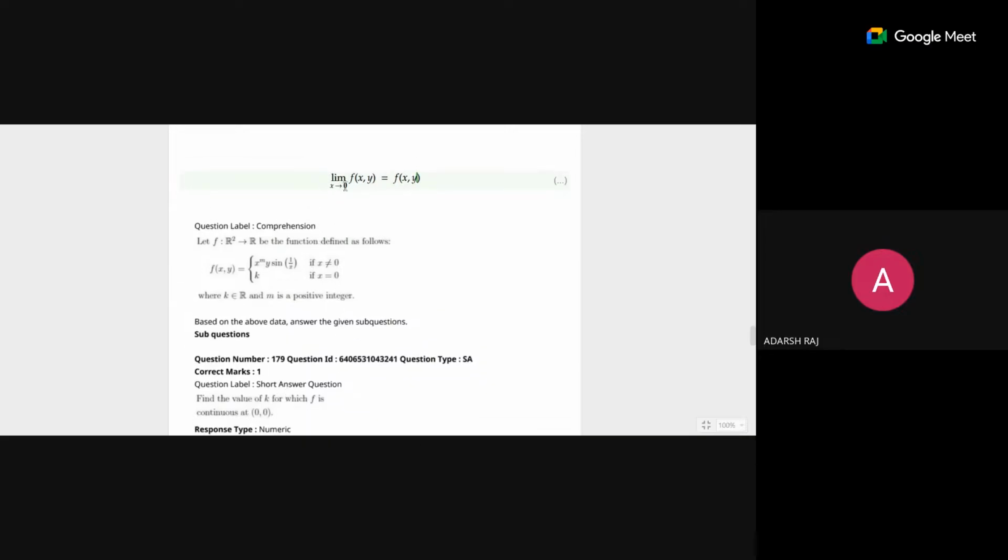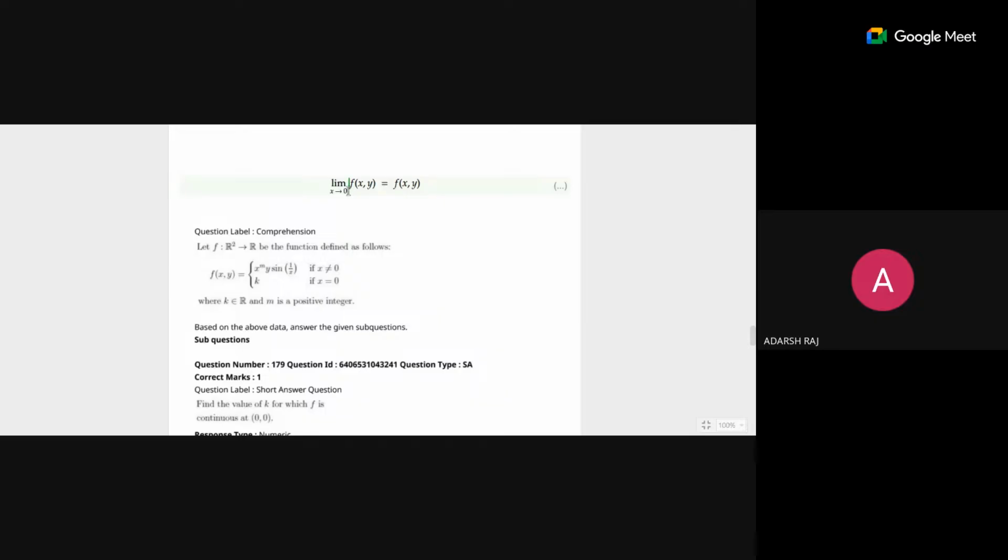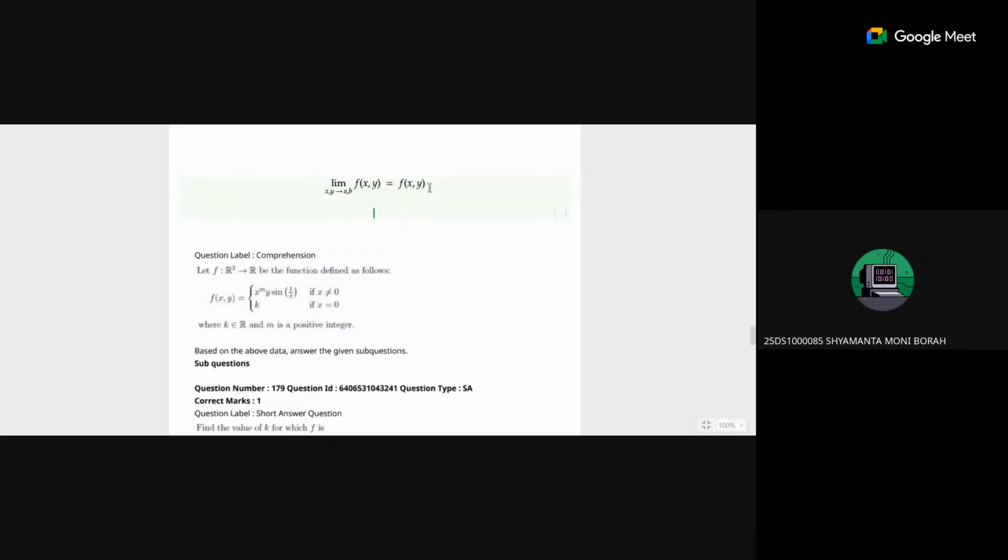Means when we say the function is continuous, if the limit of the function at that point equals the value of the function, then we say the function is continuous. It will be f of (a, b) on the right side, the RHS.